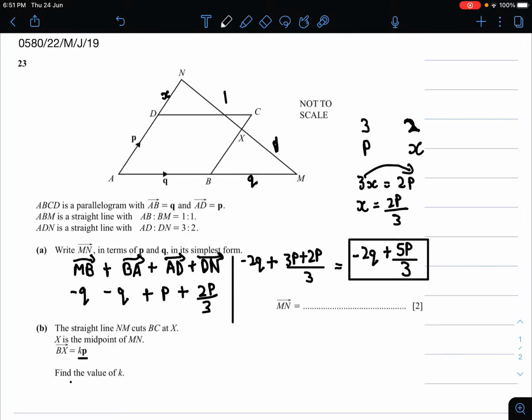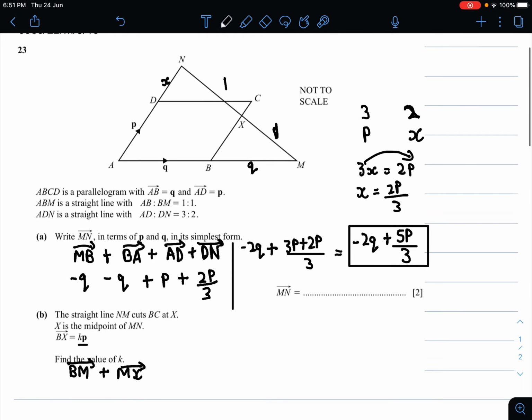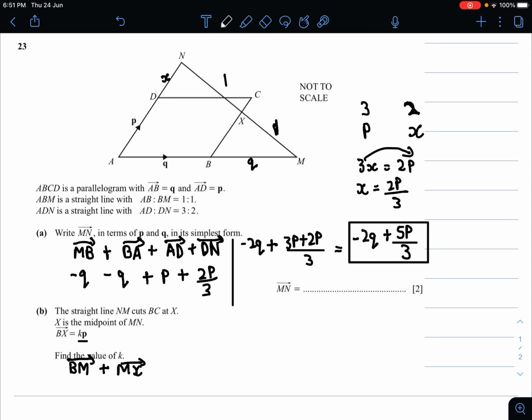So how we do that is we can work our way from B to M plus M to C, or M to X, my bad, because X is the midpoint, not C. So M to X. So we know the value of BM as they've given us here as q, as we've written it down earlier, plus MX. So we know the value of MN, so therefore MX would be half of MN. So half of minus 2q plus 5p by 3.